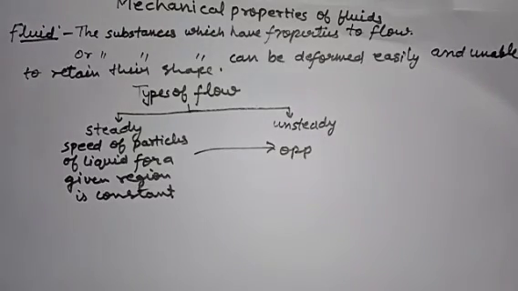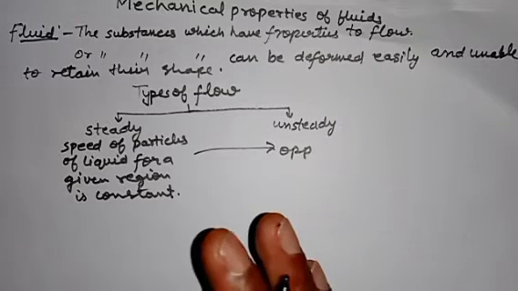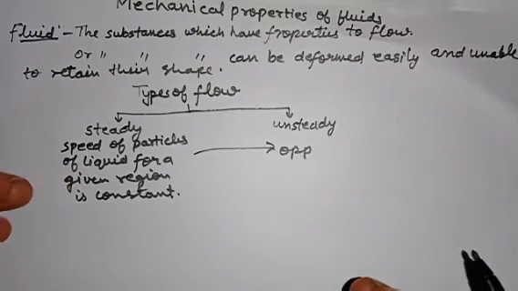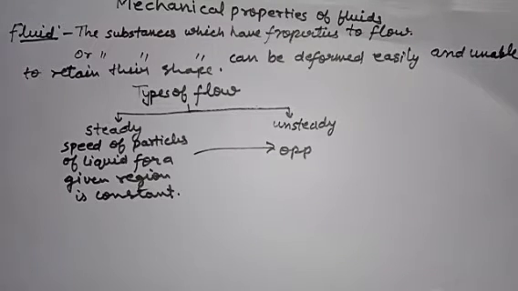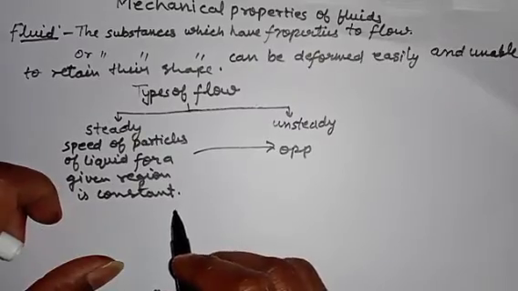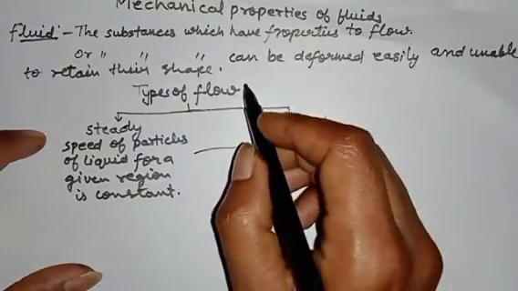So maybe in this entire video or entire chapter, I might be using the term liquid, but that should be considered as fluid. So if a speed of particles of liquid or fluid for a given region is not constant, then it is unsteady flow. But this is not over yet. Actually, we go beyond that and we consider a new kind of concept. So in a different manner, there are two other types of flow. So this is the type of flow in terms of speed.